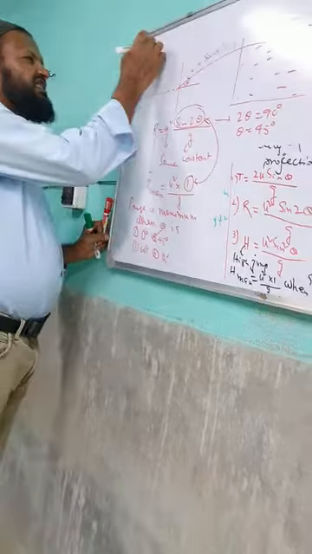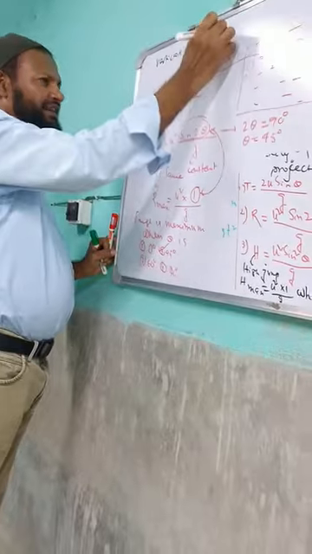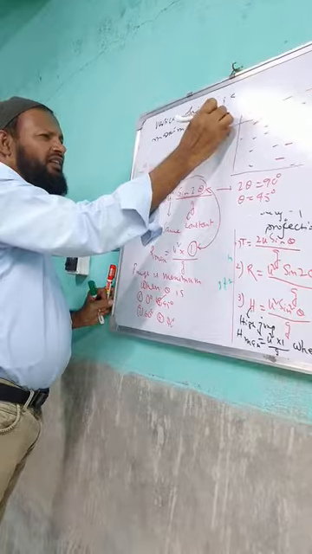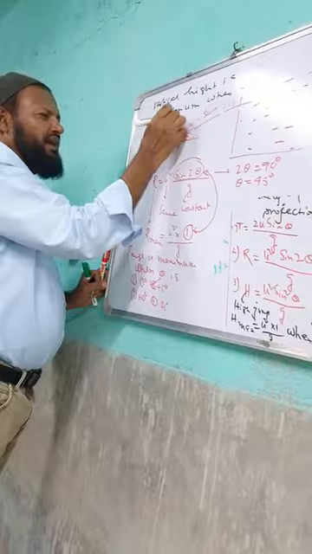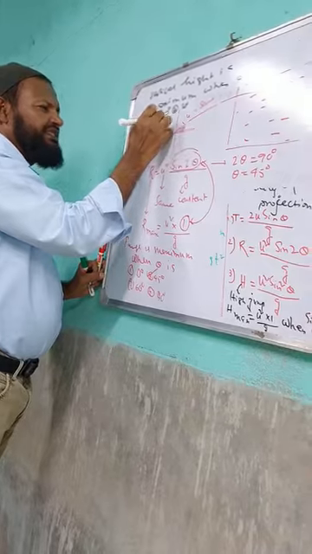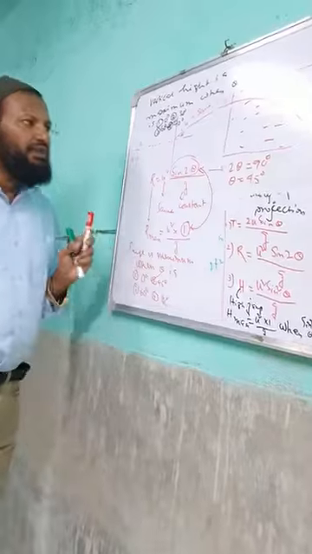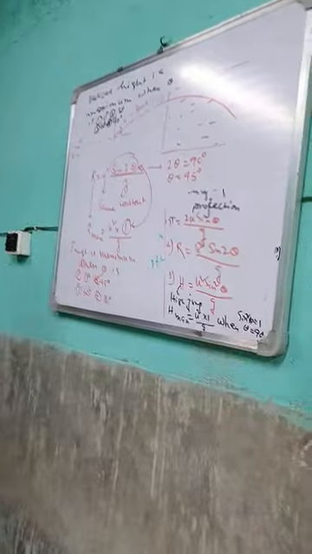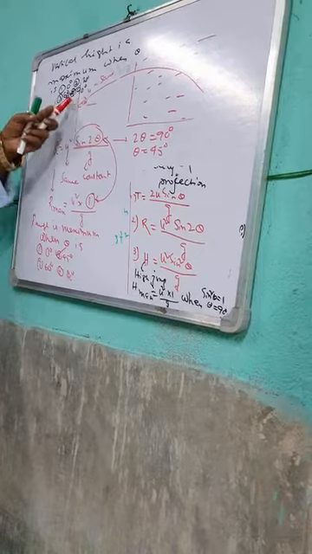Therefore, what is the question? Vertical height, please write down. Vertical height is maximum when theta is number 1, 0 degree, number 2, 30 degree, number 3, 60 degree, and number 4, 90 degree. Answer is 90 degree. Please write down.